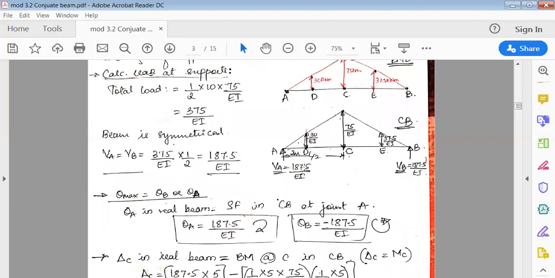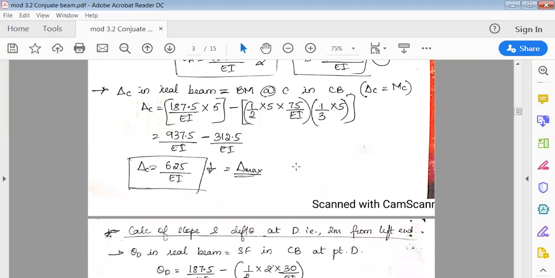So V is acting to the left side. So V is 187.5 into its perpendicular distance, into 2. Again, left side, this is clockwise. So clockwise is positive. Then the area of this becomes negative, which is acting downward. So the area of this triangle becomes the load here, a downward load.